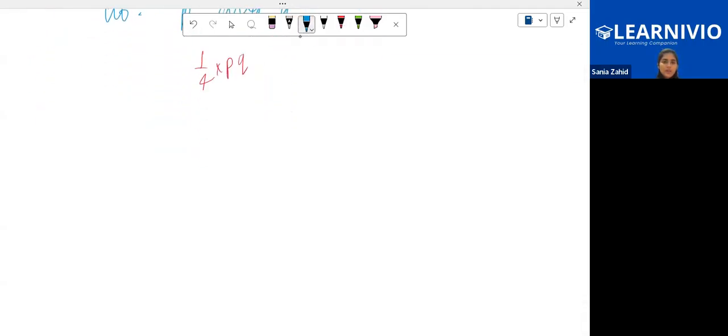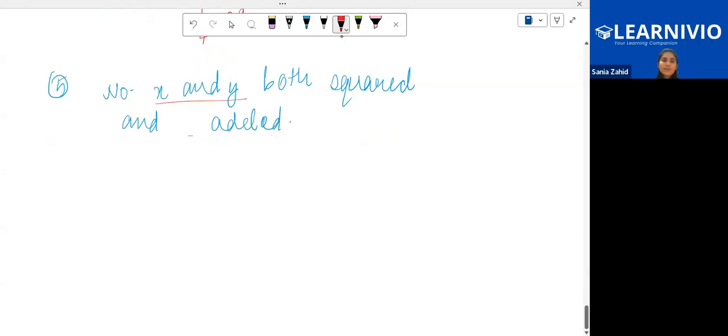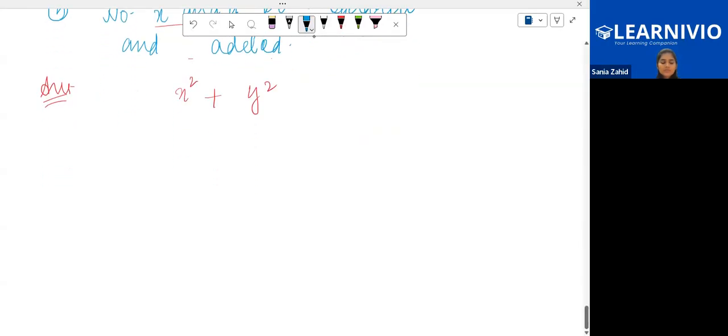Okay. Then you have numbers x and y both squared and added. So how do you solve this? First of all, you square x and y and then you add them. So it becomes x square plus y square. Understood? Yes, ma'am.